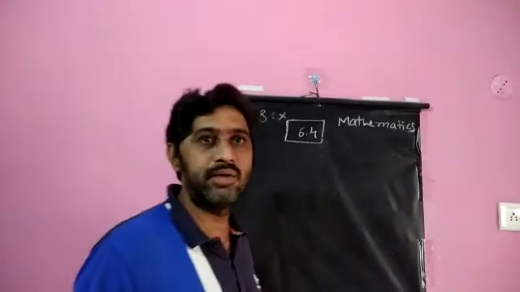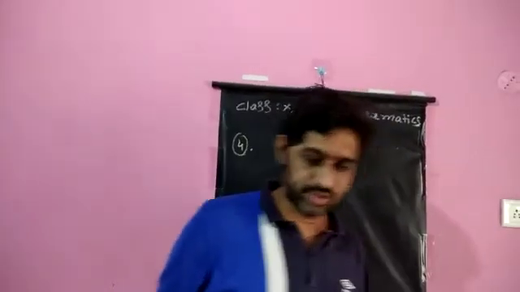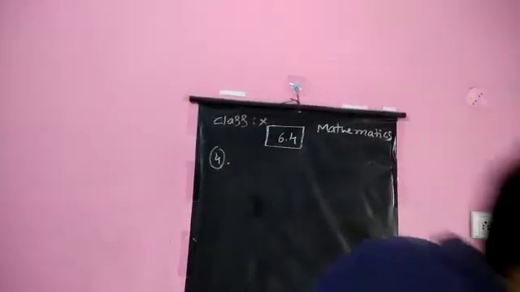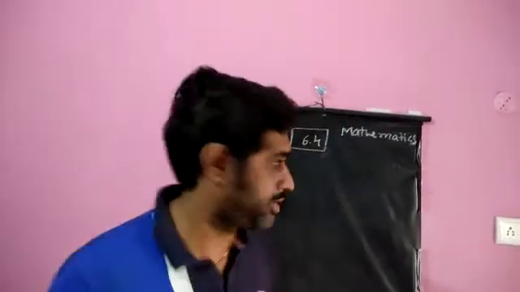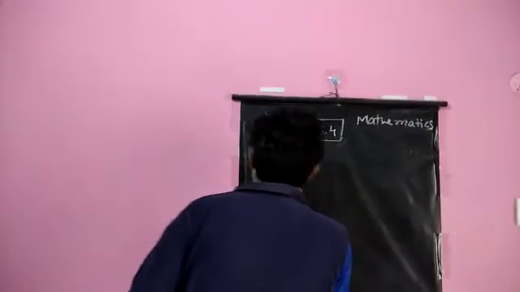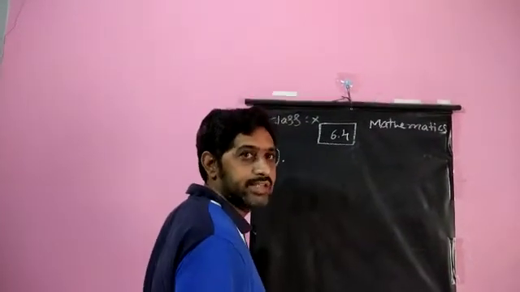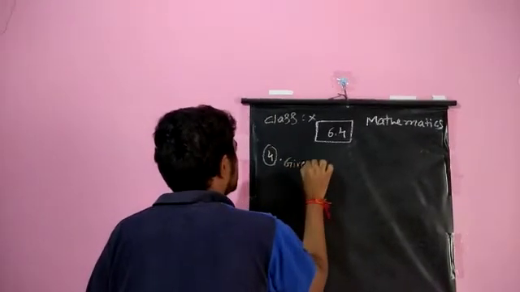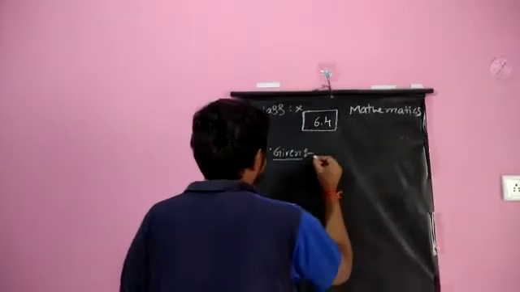Class 10 Mathematics Exercise 6.4 Fourth question. What the question states, you need to see in your textbook. If the areas of two similar triangles are equal, prove that they are congruent. That means he is saying that the areas of the two triangles are equal, and as well as that they are similar to each other. And we need to prove that the two triangles are congruent.